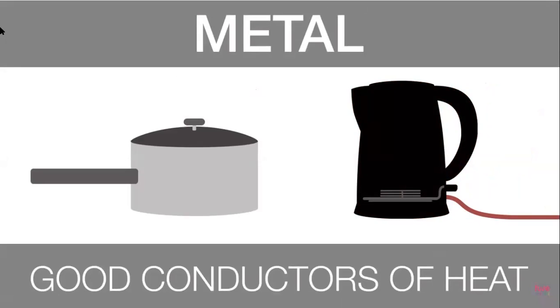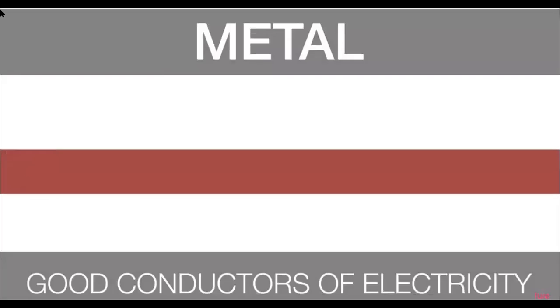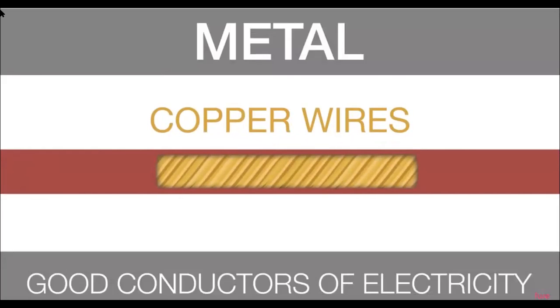Metals are good conductors of heat. This is the reason why metals are used to make these everyday objects. You would never see a pot made of wood or a heating element made of plastic. Metals are also good conductors of electricity. The wire connecting your kettle to the electrical socket is actually made of many copper wires, insulated with a layer of rubber.